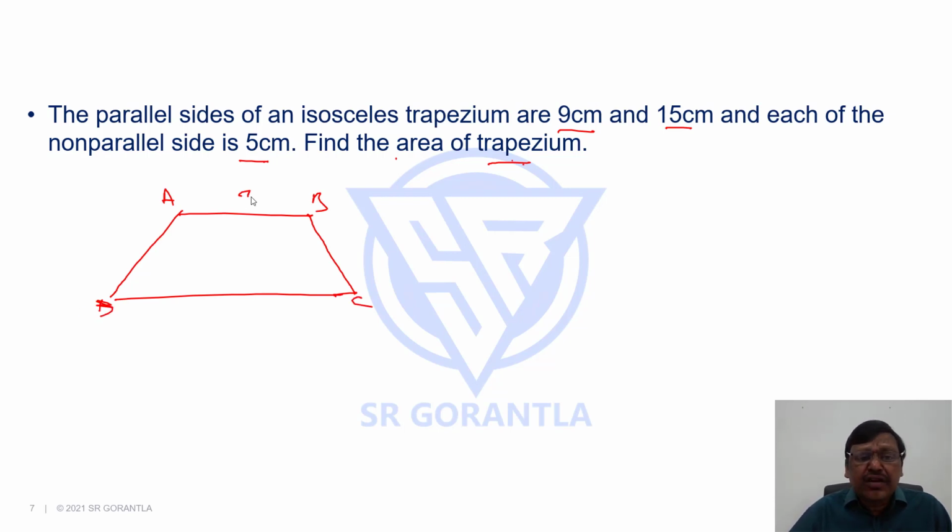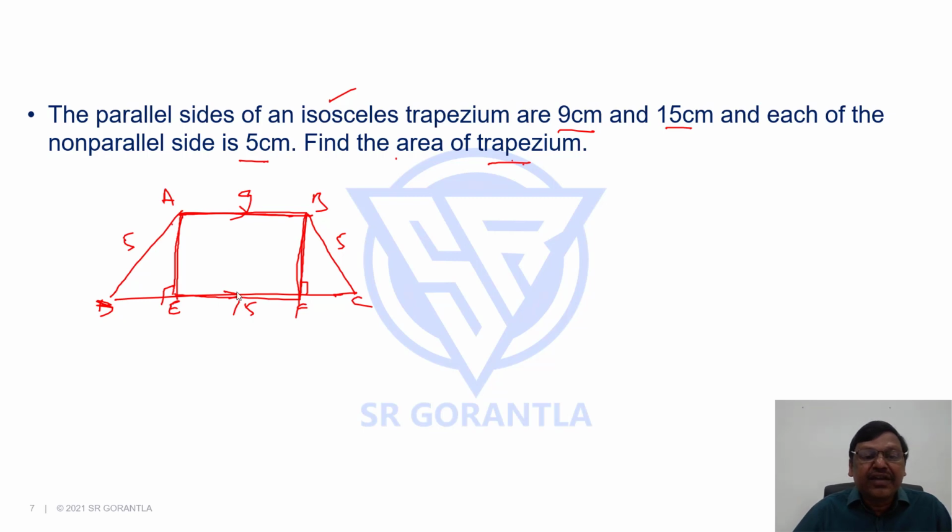Now the parallel sides are 9 and 15, and the non-parallel sides are equal because it's an isosceles trapezium, and each one is 5. If I draw a perpendicular from A to this CD, let's say this AE, and a perpendicular from B to CD, that is BF. Now this AB and CD are already parallel sides. Now these two are perpendicular, which means this ABFE will be a rectangle.